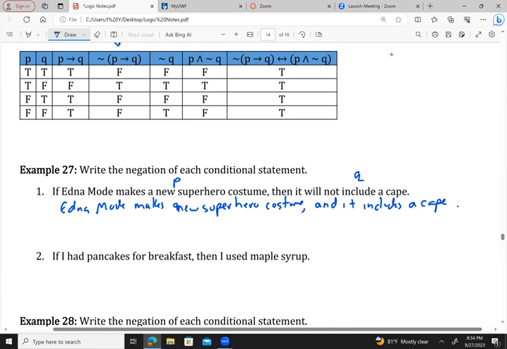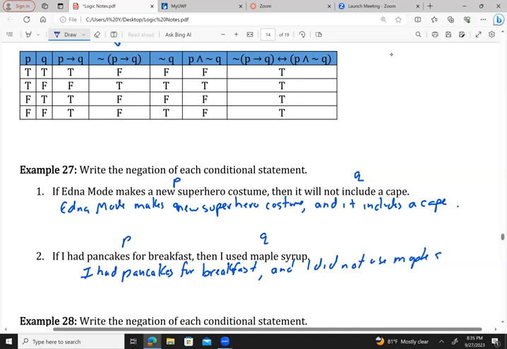If I had pancakes for breakfast, then I used maple syrup. Again, looking at this as P and Q. So we have: I had pancakes for breakfast. And we're changing this to an and: I did not, negating Q, use maple syrup.